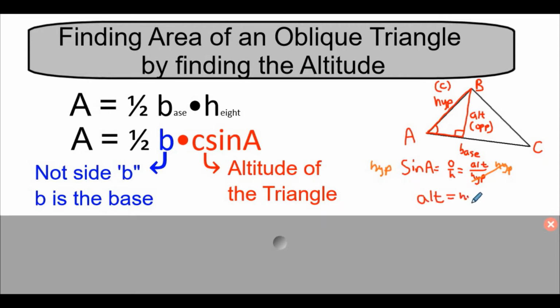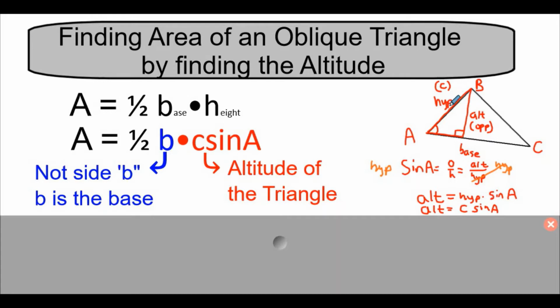hypotenuse times sine of angle A. Well, as we labeled earlier, the hypotenuse is the hypotenuse of the inner triangle, but it's also side C. So the altitude or height of the triangle is always equal to little c sine A. And keep in mind, I did set up the triangle so that we're talking about this triangle. We could have done this one. It gets a little confusing. I like to stick to the left side of a triangle. It makes everything a little clearer for this and the law of sines notes.